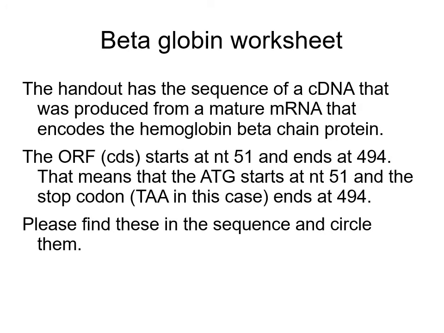Okay, so now I want to move on to our little beta globin worksheet, which is the same one that we had last time. It's a sequence of a cDNA that was produced, of course, from a mature mRNA that encodes the hemoglobin beta chain protein. And we're told that the ORF, which is to say ATG, starts at nucleotide 51 and ends at 494. So the ATG starts the protein, and the stop codon, which is the TAA or UAA, ends at 494. So you're supposed to find these in the sequence and circle them to understand what the length of this reading frame looks like in terms of the DNA sequence.